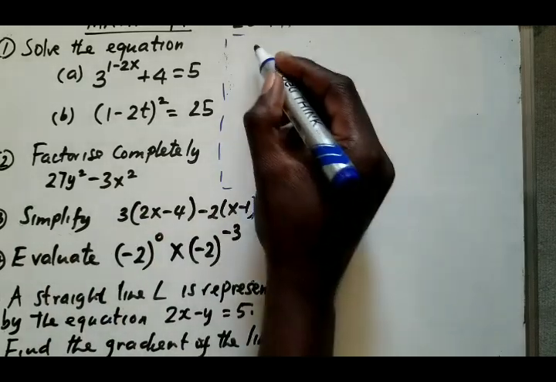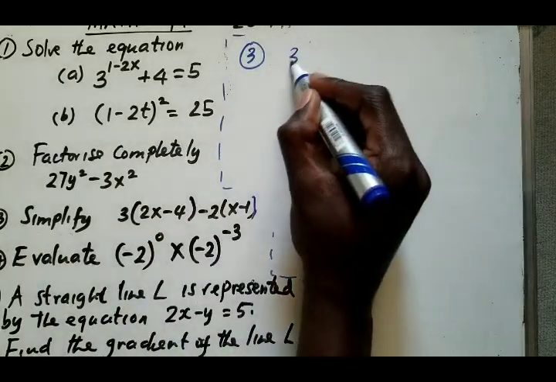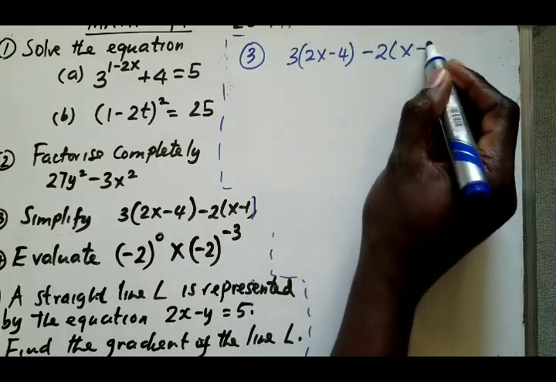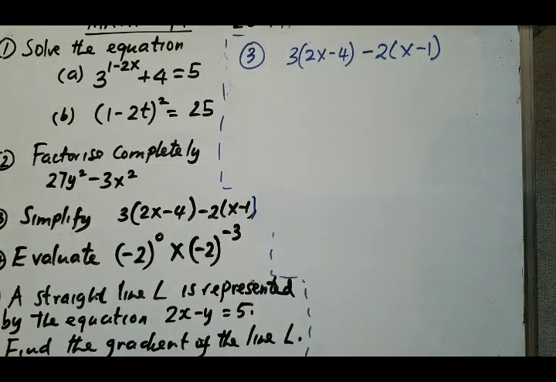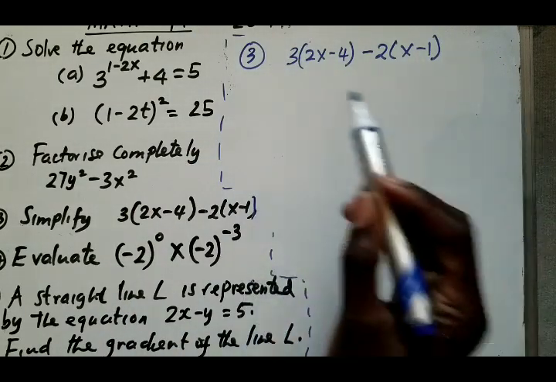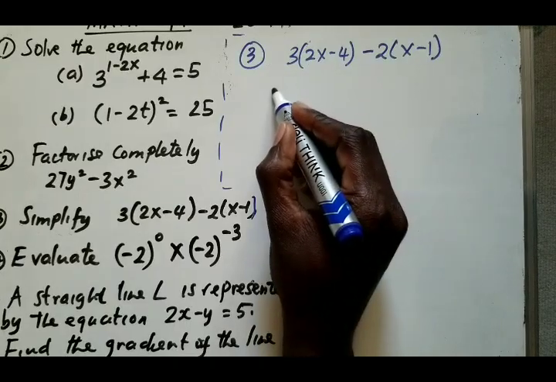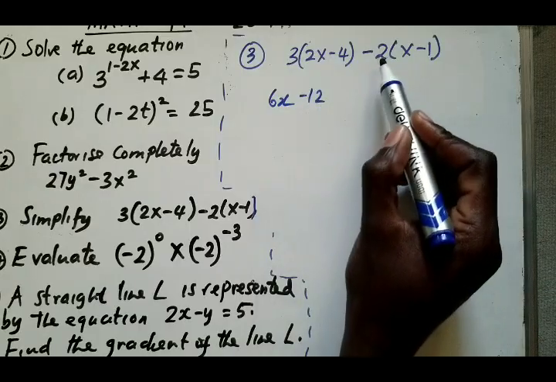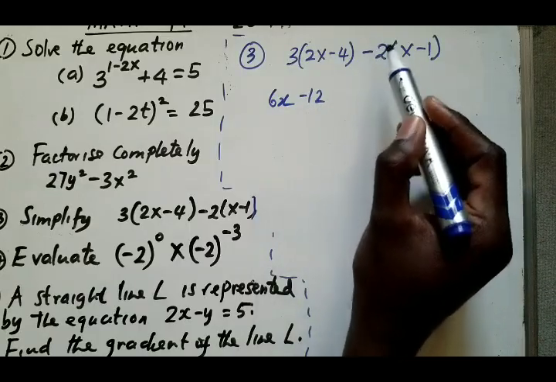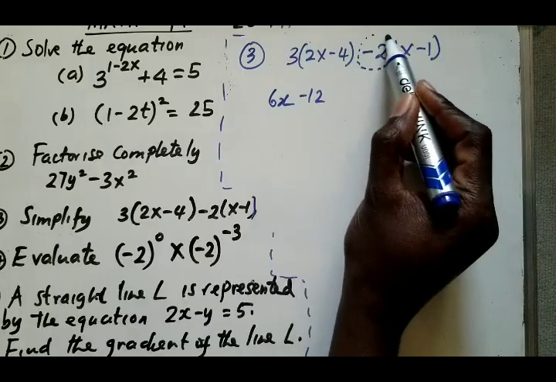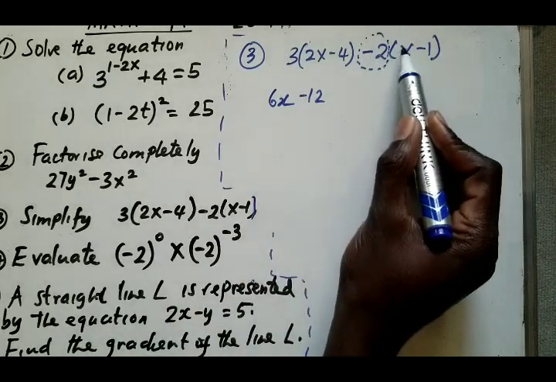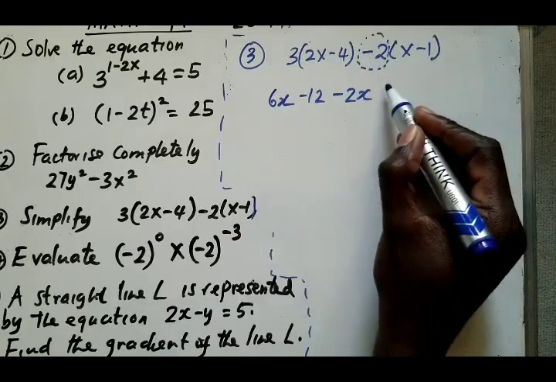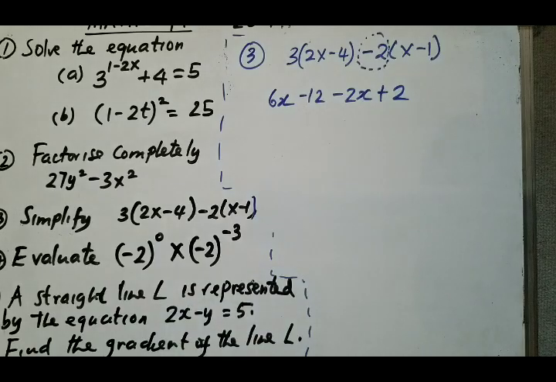And let's try to look at question number 3. It says simplify 3 times 2x minus 4, minus 2 times x minus 1. People make mistakes with this and they end up getting 0 for that. Look at how to do it. 3 times 2x will give me 6x, and 3 times -4 will give me -12. Here, when it comes here, this is where people make a mistake. You take even the sign in front of the number. So it's -2 times x will give you -2x. -2 times -1 will change to a positive. So that would be +2.